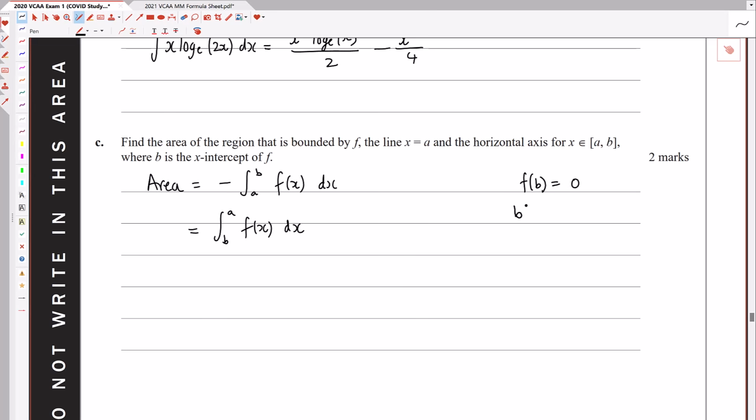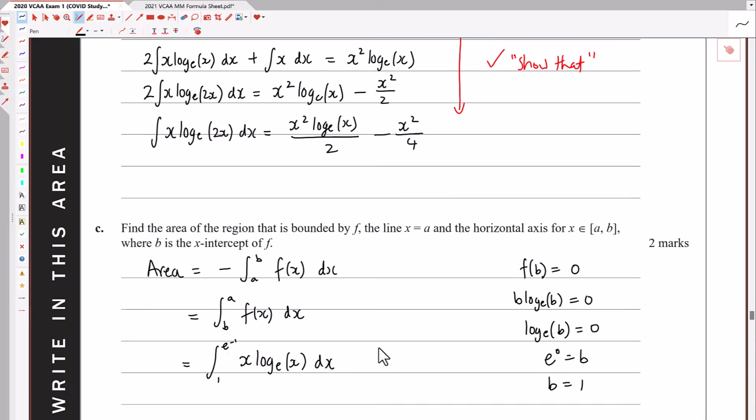So that means b times log e of b is 0. Dividing both sides by b, because b clearly isn't 0, log e of b is 0, so e to the 0 is b, which means b is 1. So that means we're integrating from 1 to 1 on e. I might write that as e to the negative 1, just a bit neater. And f of x is x log e of x.